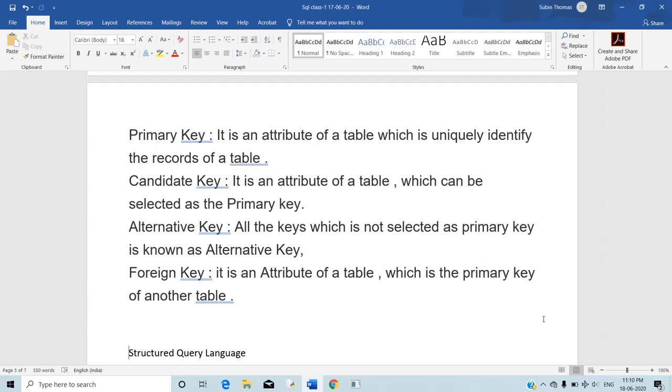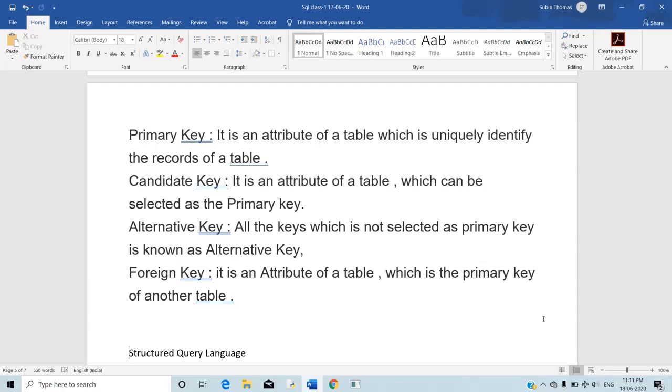For example, I am going to say student table. Student table consists of the information about the students who are studying in a school. Each student will get a separate roll number or a separate admission number. No two students have the same admission number in a school. So you can say that admission number is the primary key. Using that admission number, you can identify each student studying in that school. That is known as primary key.